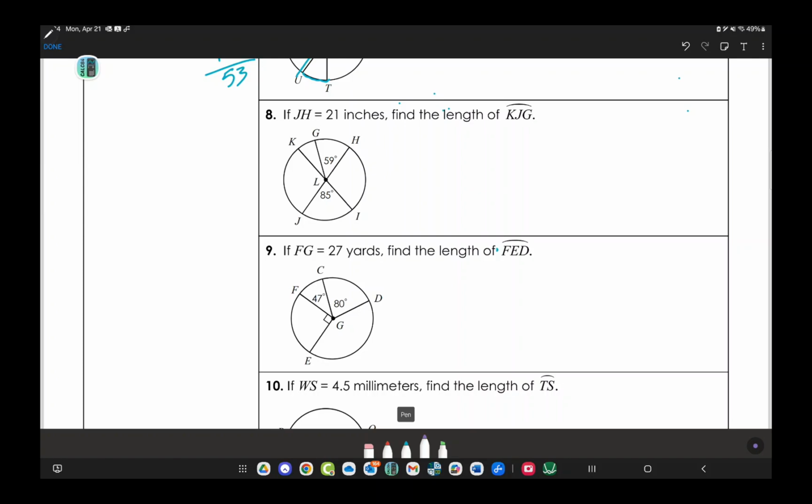Right, JH, another diameter, which means the radius is 10.5. Find the length of KGJ. So KG all over here, J. Well, that's quite a bit. Well, we do know that this right here is a semicircle.